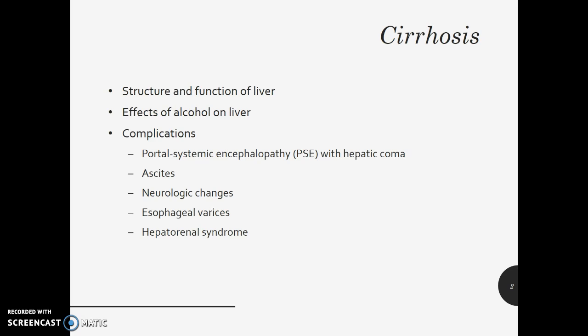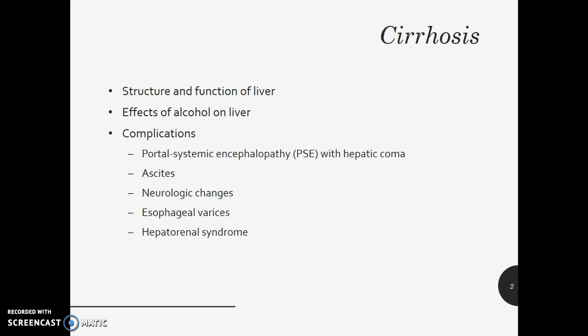Just make sure that you review and understand the structure and function of the liver. I know that you had that in Dr. Bernard's class last semester. Of course, we do know that alcohol does cause problems with the liver that can lead to cirrhosis. Also, excess intake of a fatty diet can cause fatty liver that can lead to liver disease.